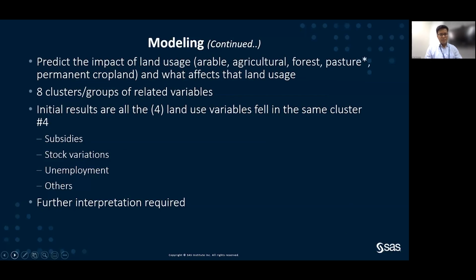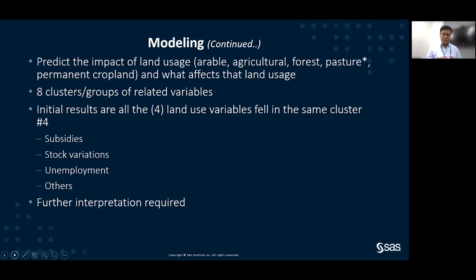Interestingly, these are the target variables for land usage: arable land, agricultural land, forest land, pasture, permanent crop land, and so on. It is quite obvious that those are related to each other, and those came under the same cluster. For all the other seven clusters, we took some representatives, like subsidies, stock variations, and unemployment, and we found that these were dramatically influencing the target outcome.